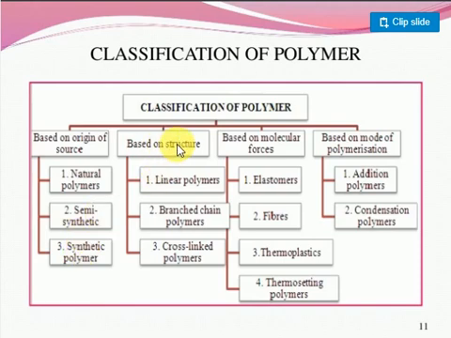Based on structure, look at how they are arranging: linear polymers are like a line. Branched means two or more chains are joined together. Look at linear, this is a linear polymer. Branched means some connectivity is there. Okay, next one is the cross-linked polymer. I will discuss all these things: linear polymer, branched polymer, cross-linked polymer.